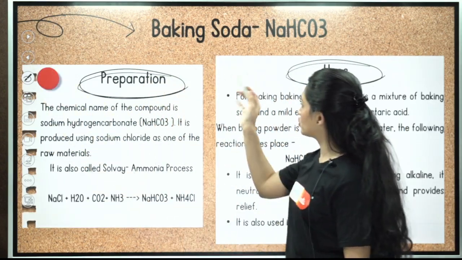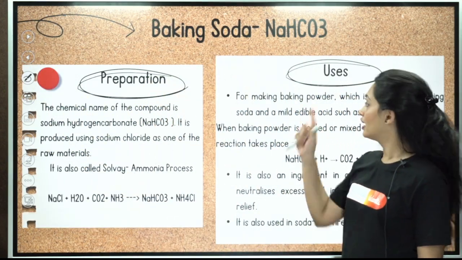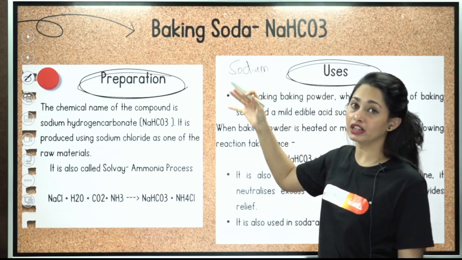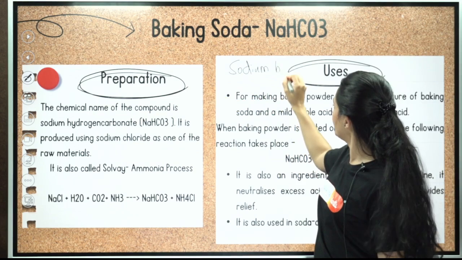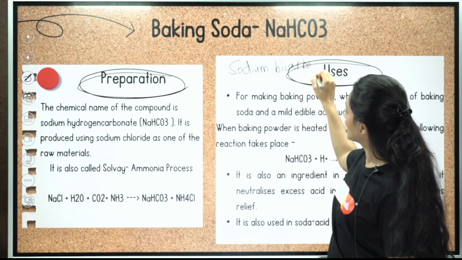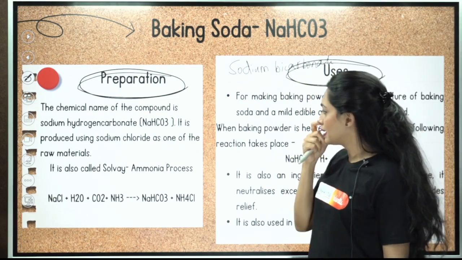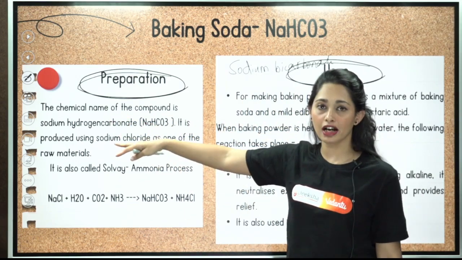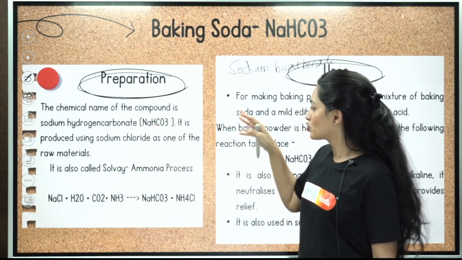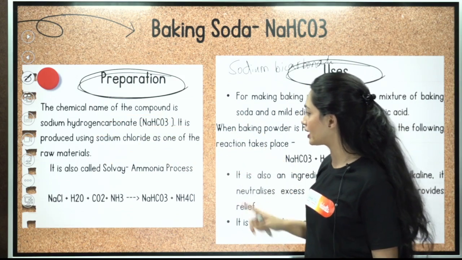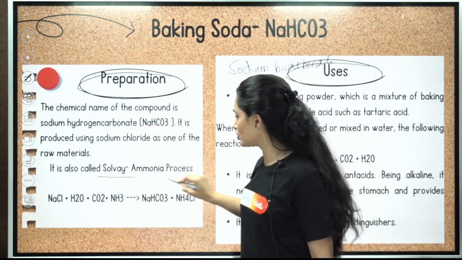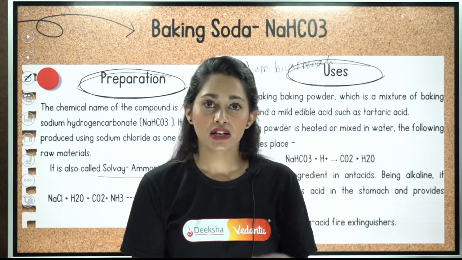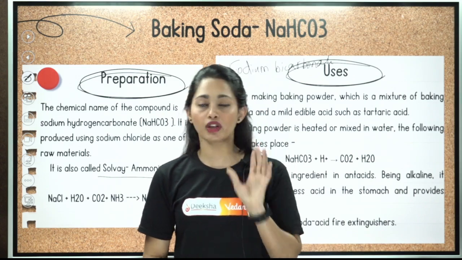Moving on to the next one, baking soda, NaHCO3. What is it called? Sodium bicarbonate or sodium hydrogen carbonate. Either is fine. Okay, so how do we prepare this? The chemical name of the compound is sodium hydrogen carbonate or sodium bicarbonate. It is produced using sodium chloride as one of the raw materials. This is also called the Solvay ammonia process. What do we do here? We take brine solution again, a highly concentrated aqueous solution of sodium chloride.